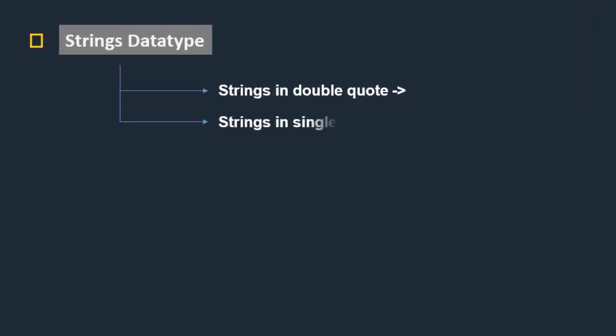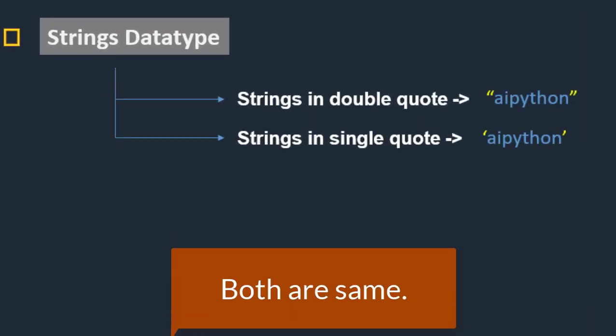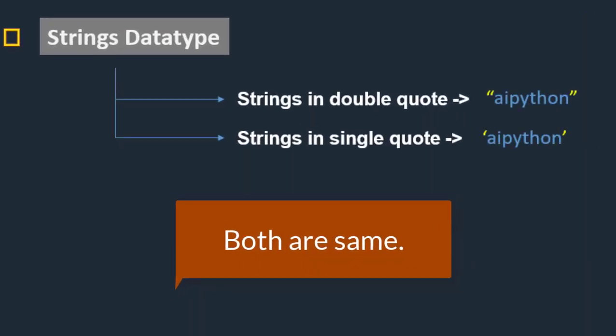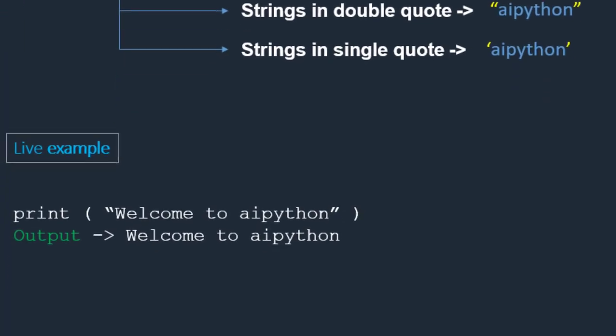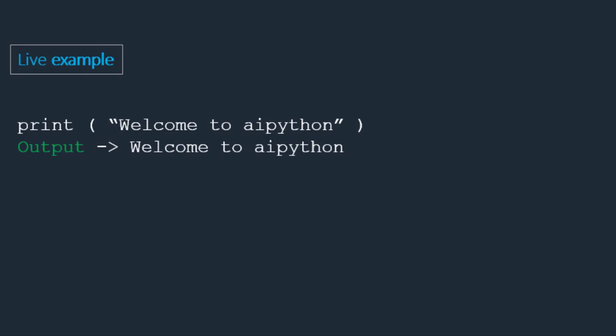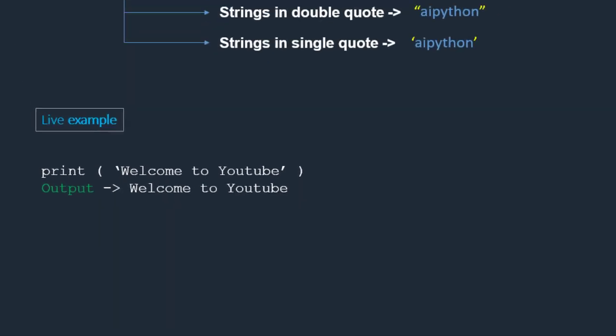Strings could be in double quotation or single quotation. Literally there is no difference between double quotation and single quotation, but why Python uses both double and single quotation to represent strings, you are going to see in future videos. We'll write an example. If you write print welcome to aipython, the output will be welcome to aipython. Similarly, if you write anything in single quotation also, you will get the same result. There is no differentiation between double quotation and single quotation.